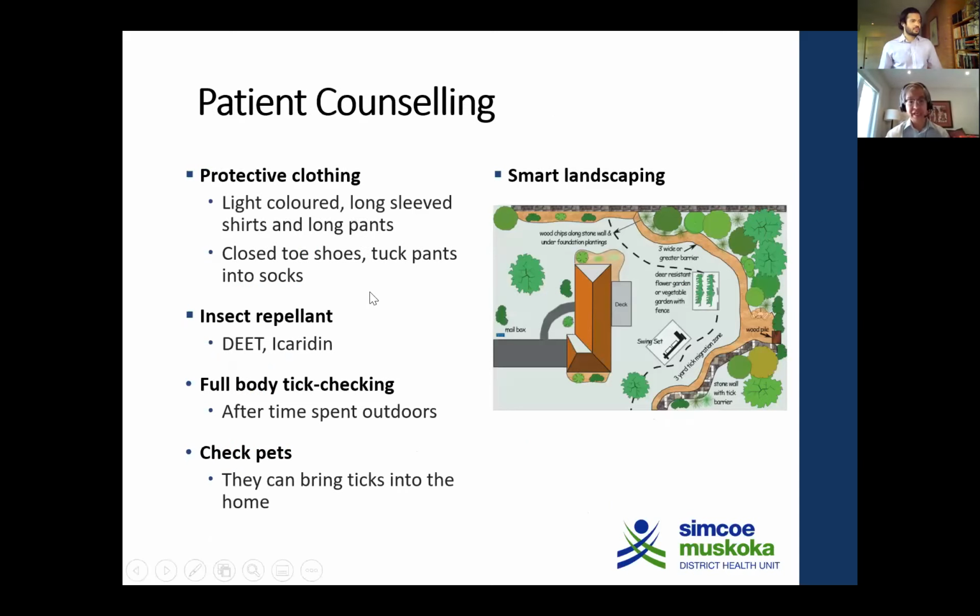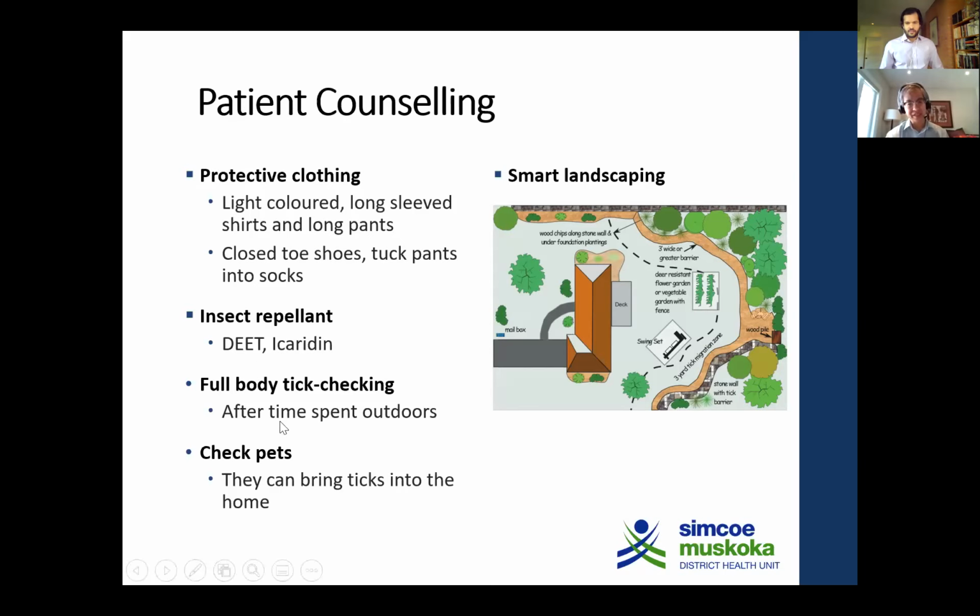Patient counseling can be important, because if you don't get ticks on you, then the chances of Lyme are essentially 0. Light colored clothing, long sleeve shirt, long pants, closed toe shoes, tuck pants into socks. That's stuff that I like to say, stuff that unfortunately I personally have difficulty following, especially on a nice summer day. But that would be very important if you are going into the bush or areas known to have quite a bit of black-legged ticks.